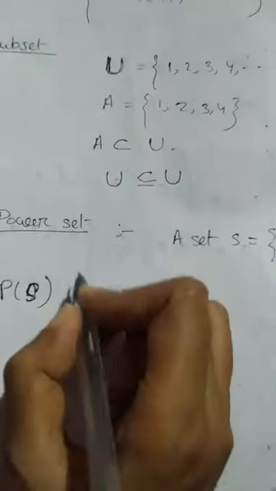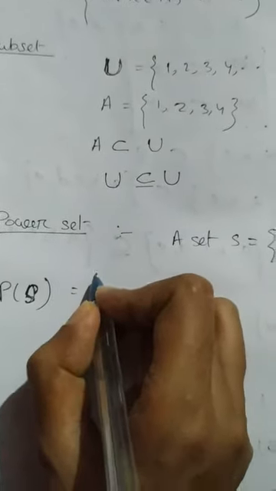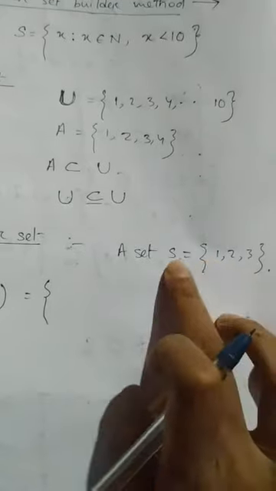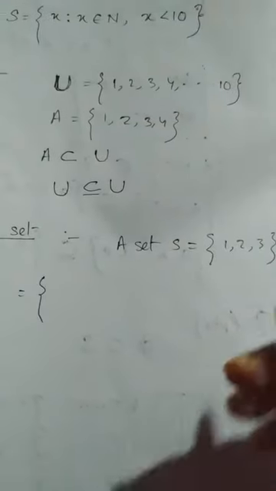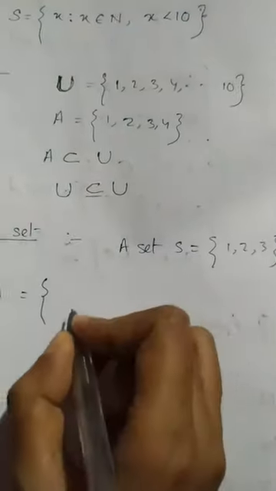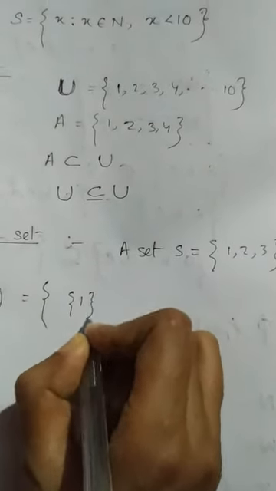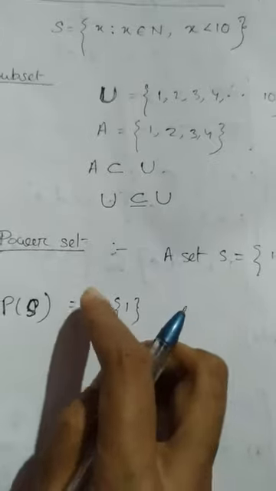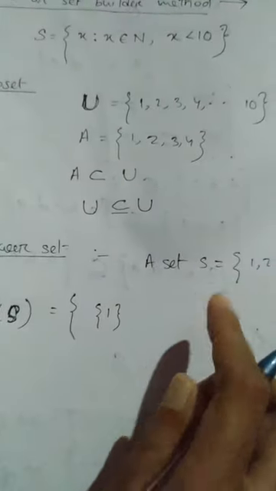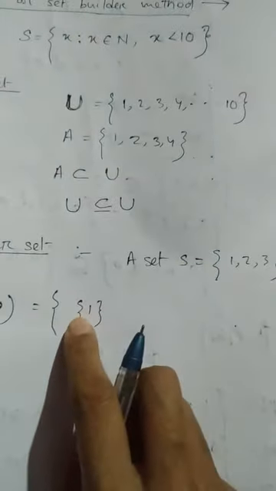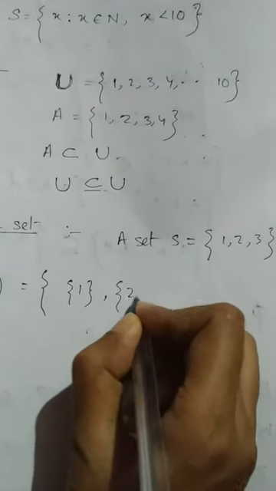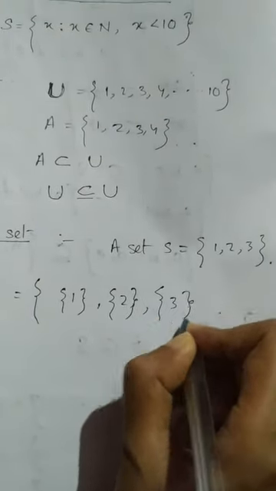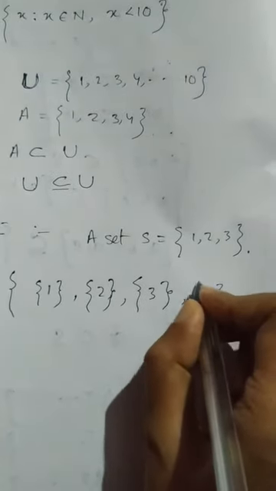Power set of S is written as all the subsets of S. You have to write all the subsets of S. Then what are the subsets of S? First of all, I will write {1} using curly brackets, because it is itself a set, so I will start it with the bracket. The subsets of S are {1}, another is {2}, then {3}, then {1, 2}.